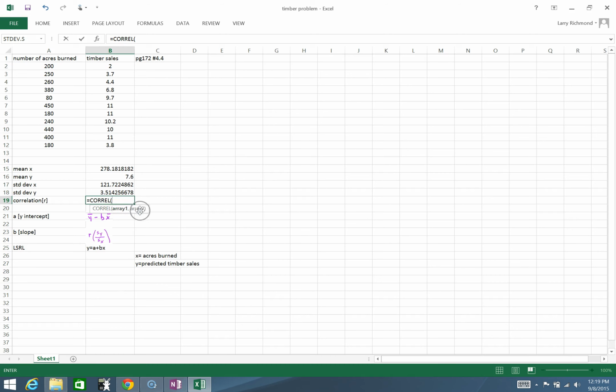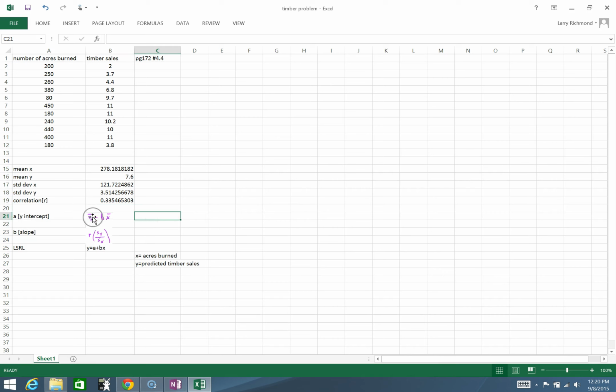It says array 1 and array 2. We first highlight the x's. All of the x's. Comma. Then we'll highlight the y's. I had one cell too many here. You see it went through B13. I wanted it to be 12. Now I've highlighted the y's. And there it is. Now I'm ready to go.